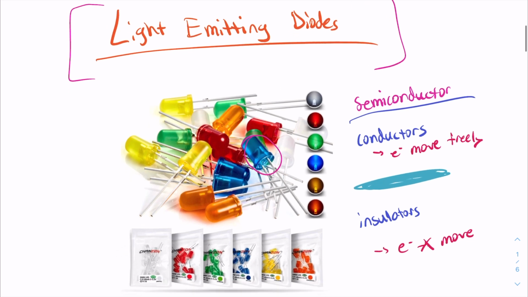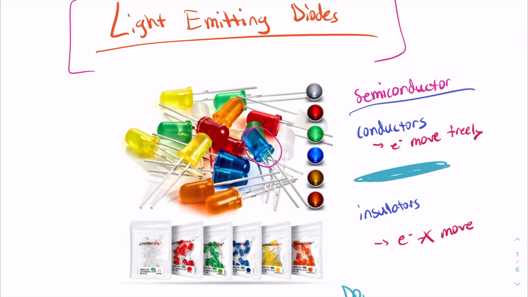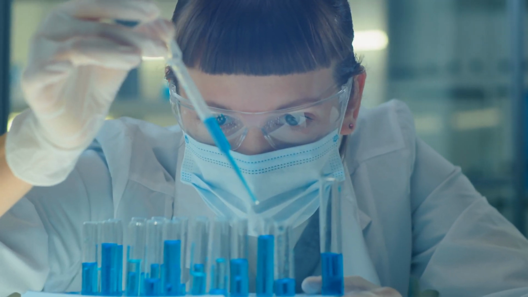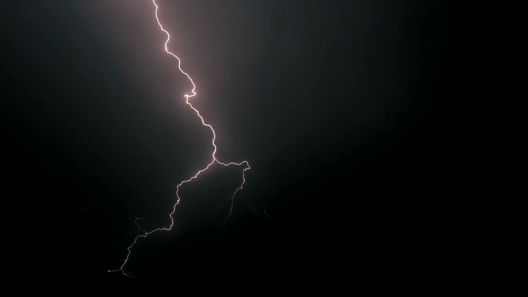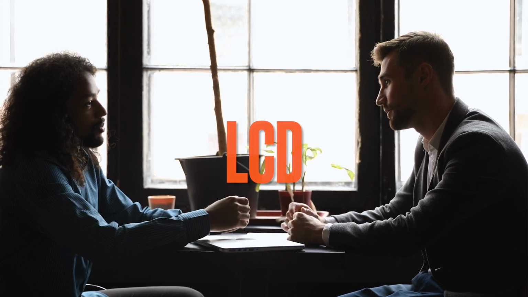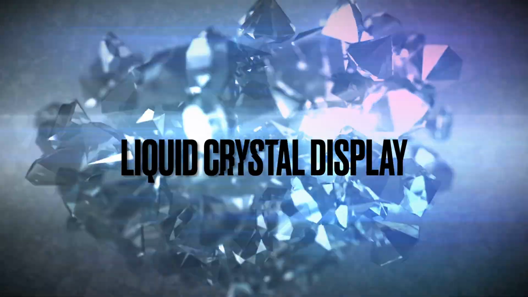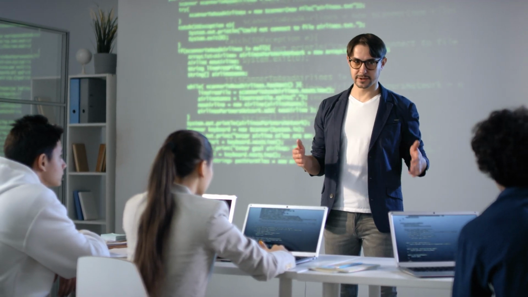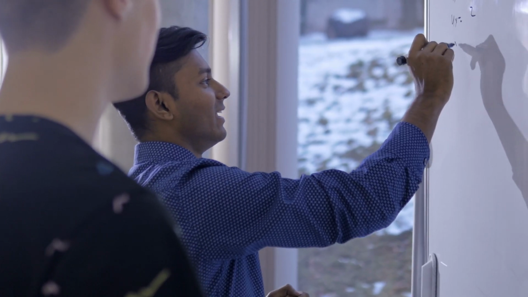The reason why that's important is because when you're creating semiconductors to be more efficient, you do something called doping. Doping is adding an impurity to a semiconductor to manipulate how well it conducts electricity. So in order to talk about LEDs, TVs, we have to talk about something called LCDs, which is a liquid crystal display.